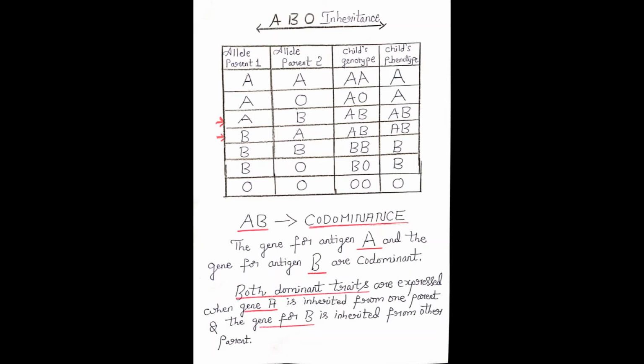Both the traits are expressed. Gene A is inherited from one parent, gene B is inherited from the other parent. The child's phenotype and the blood group is AB blood group. And if B and B, then the option is B blood group. B and O, then also B blood group. And if there are recessive alleles, that is O, then the child's phenotype belongs to O blood group.